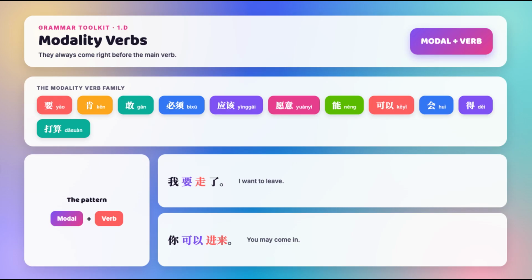Modality verbs are another massive cheat code for finding verbs. These are words expressing desire, ability, or necessity. Words like yao for want to, bixu for must, yinggai for should, neng for can, or dasuan for plan to. If you spot any of these characters while scanning, you can be 100% certain that the very next main word is going to be an action verb. They are literally pointing a giant arrow right at the action of the sentence.